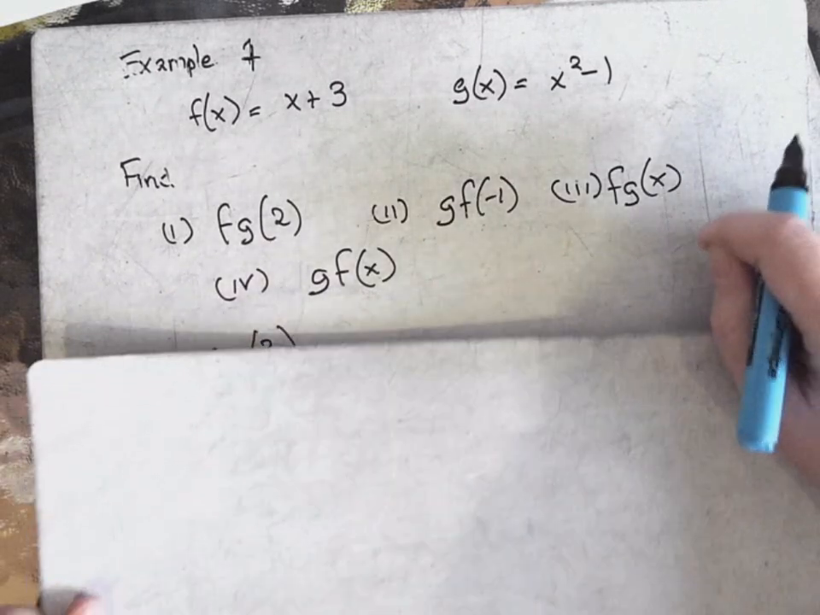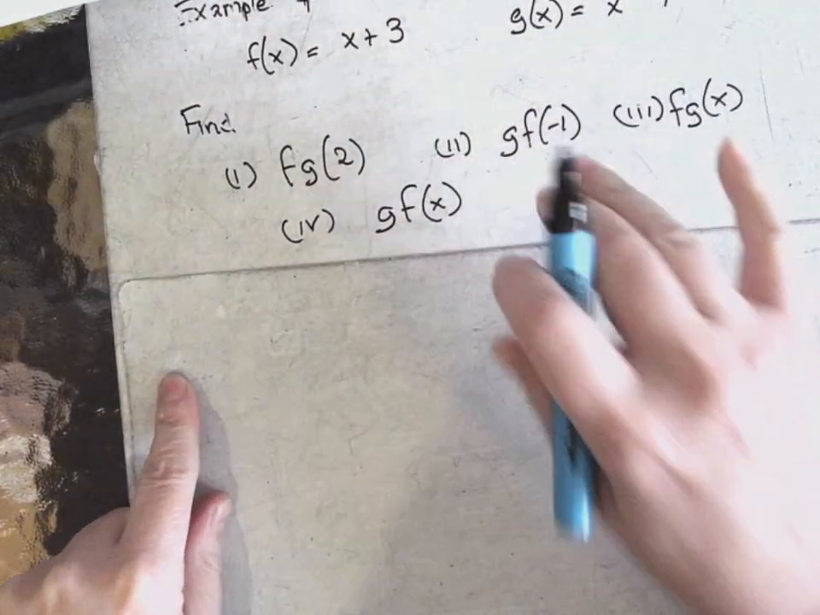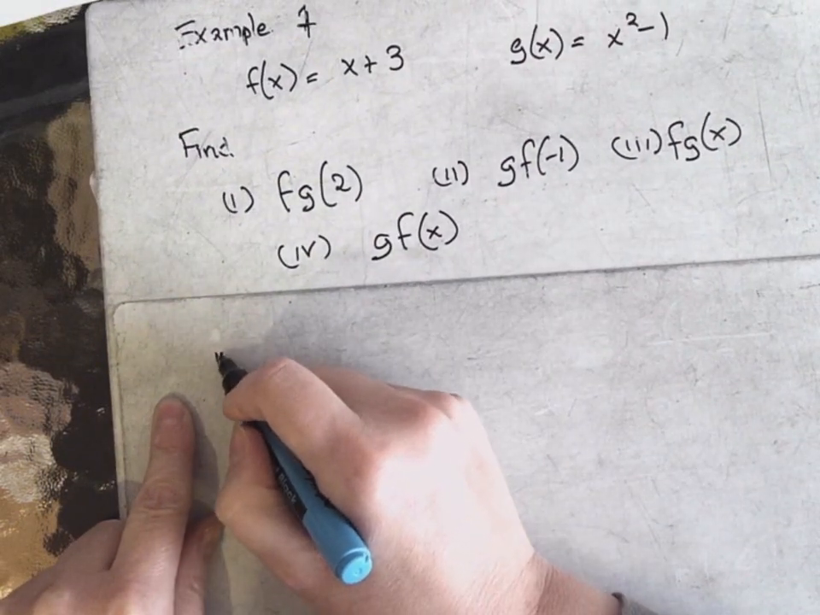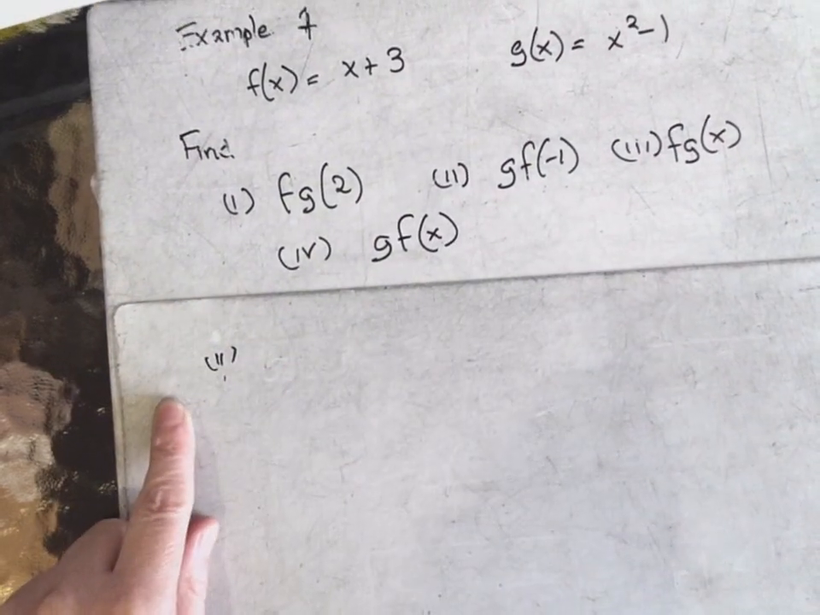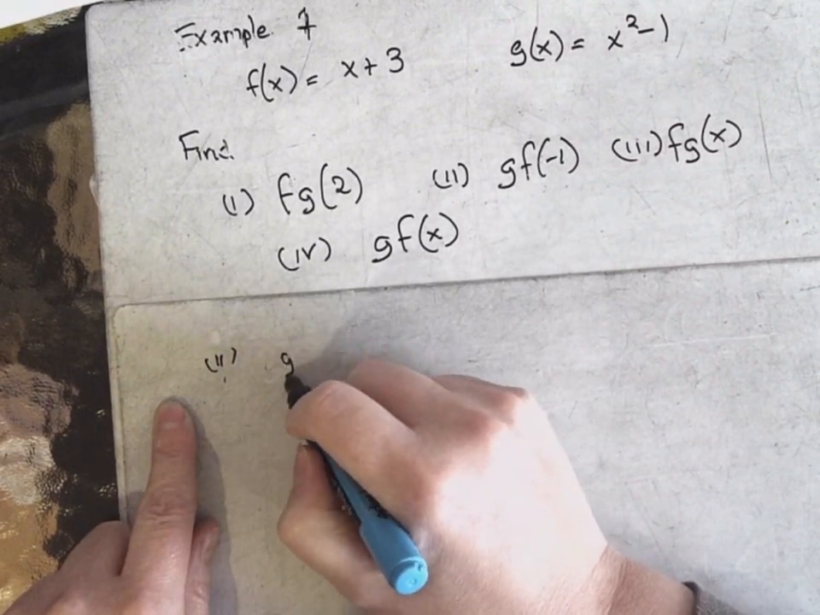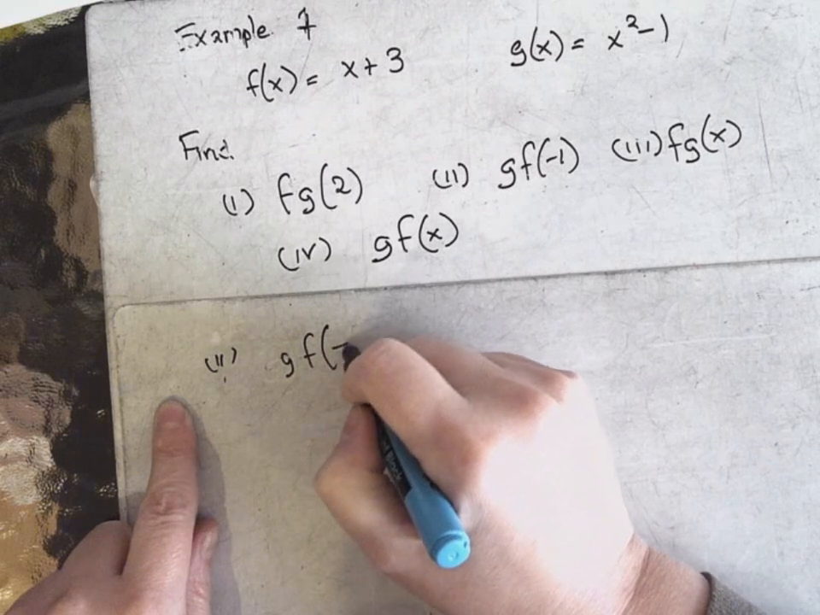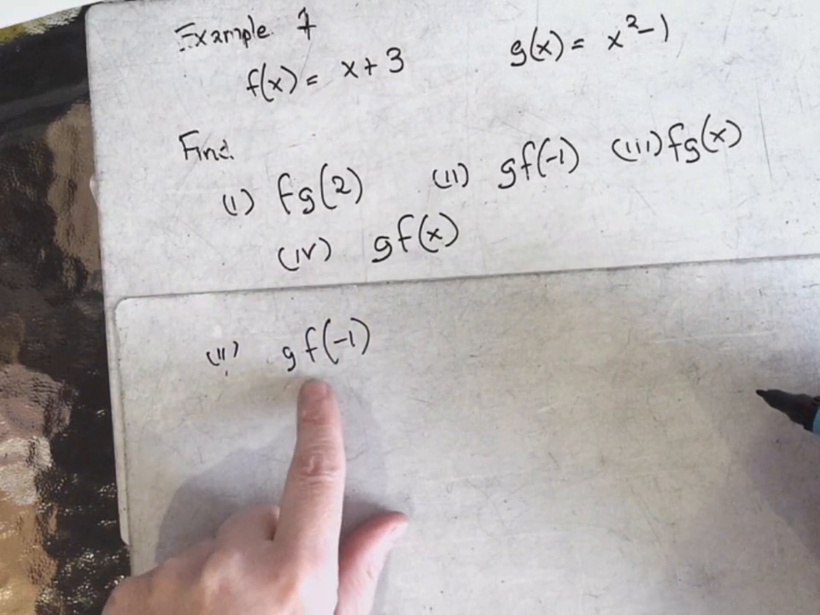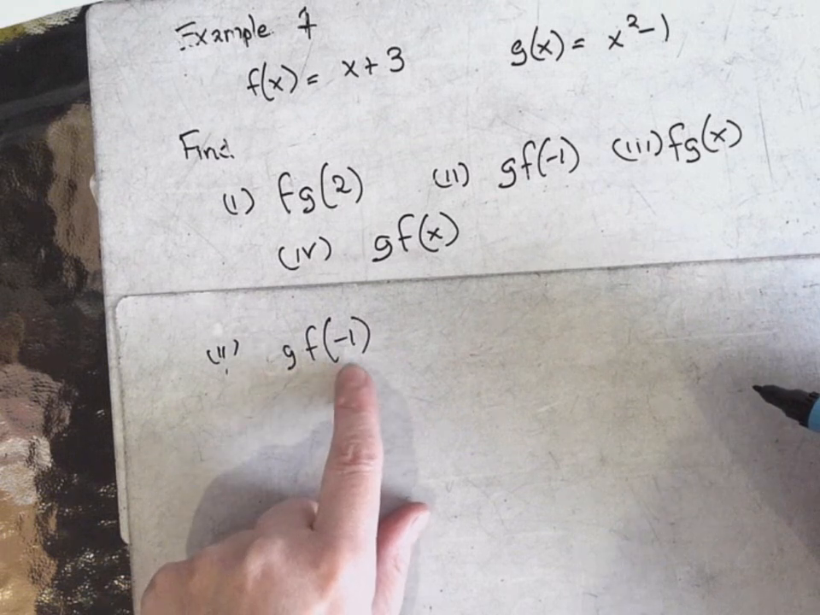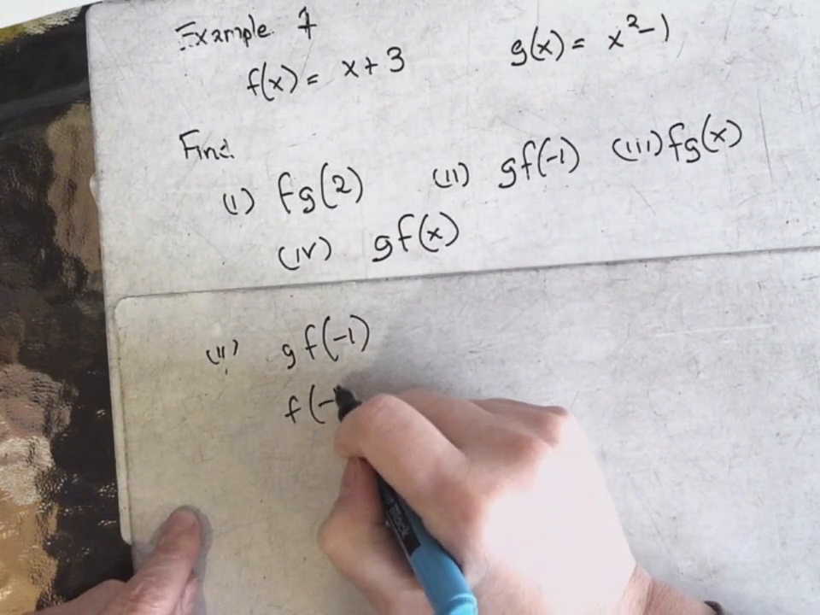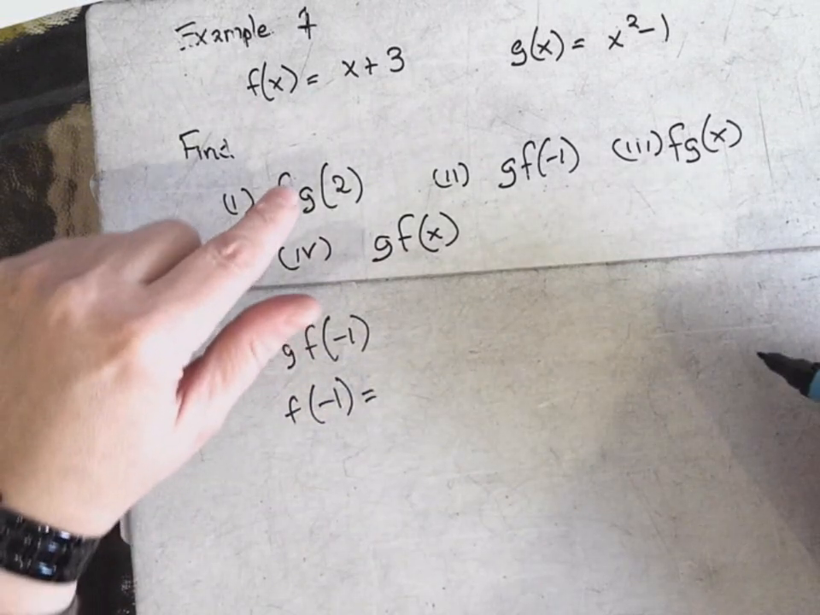The next one is part 2, g f of minus 1. So that reads g after f of minus 1. You start with f and you put in minus 1, so you get f of minus 1 first. Into f, everywhere you see an x, put in a minus 1.